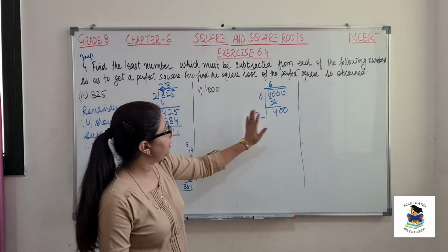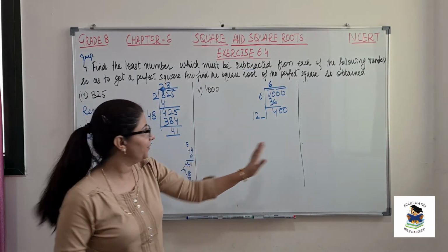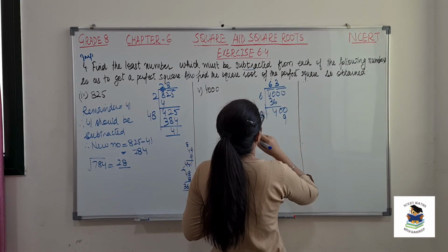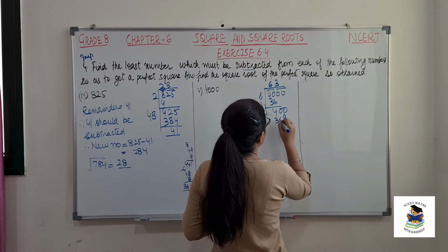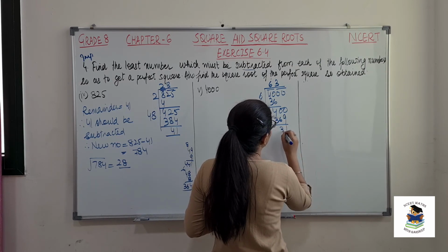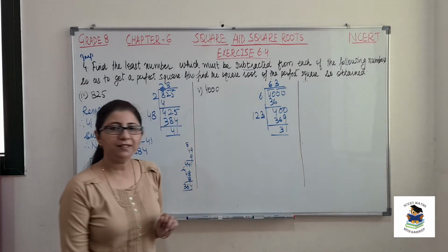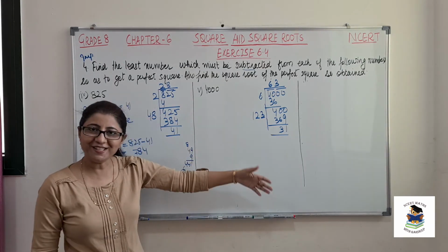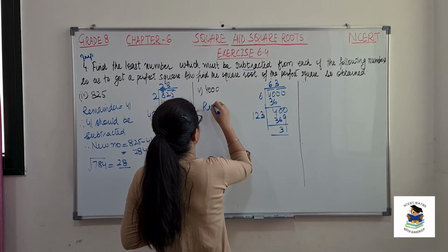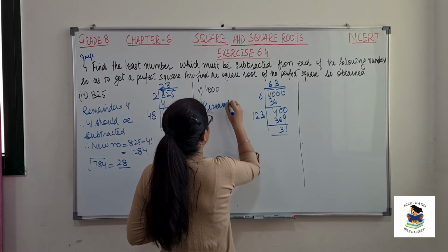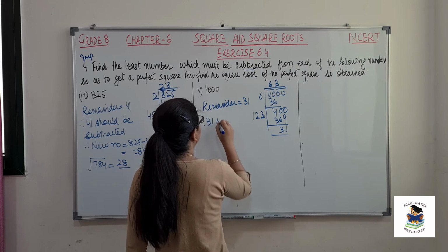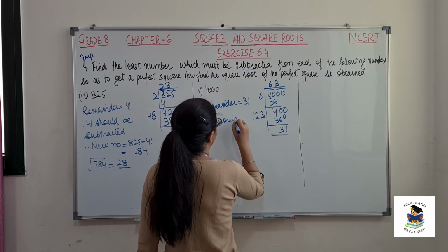So this is 40. So nearest possible is with 3. So 3 3s are 9 and then 12 3s are 36. Okay, so 10 minus 9 is 1. 9 minus 6 is 3. So this is the remainder which should be subtracted. So remainder is 31. So we will write 31 should be subtracted.